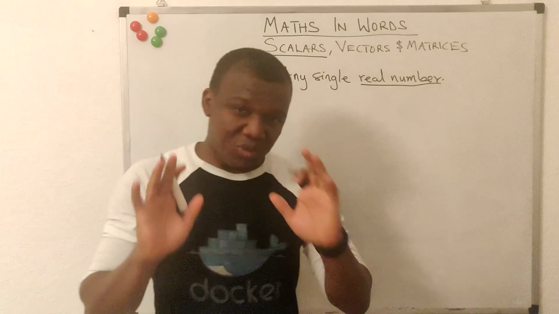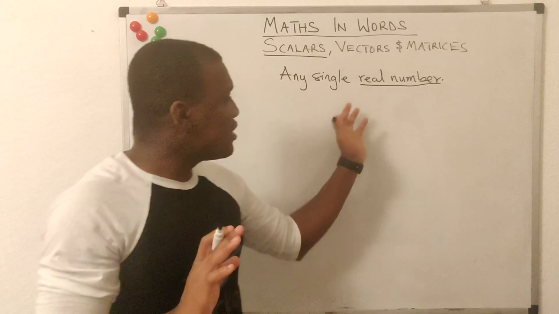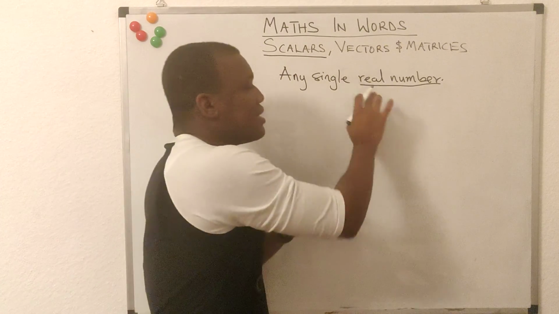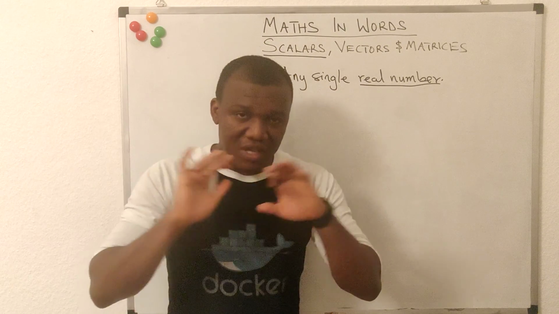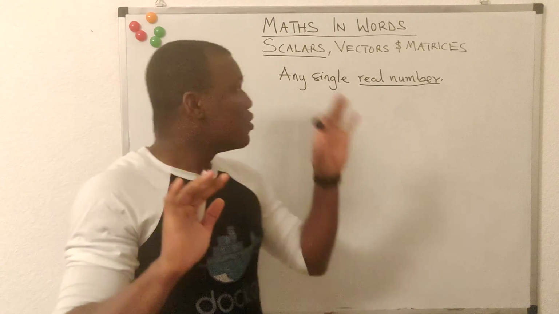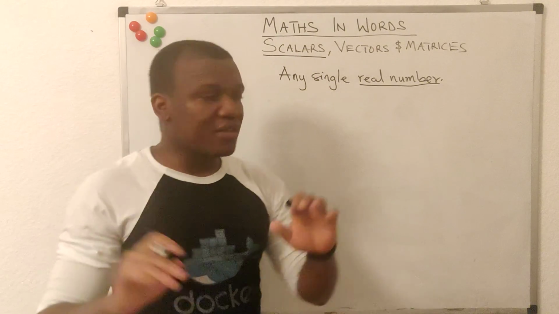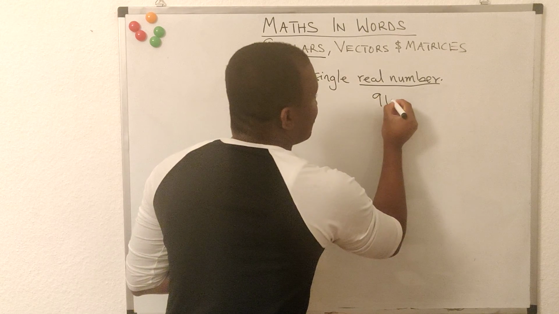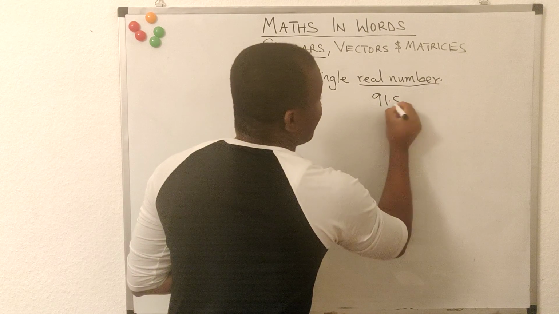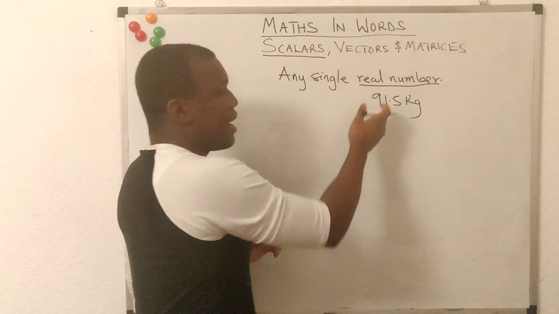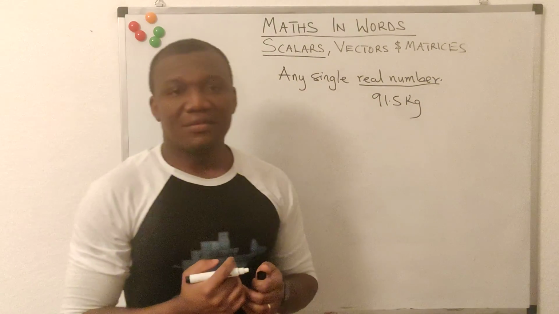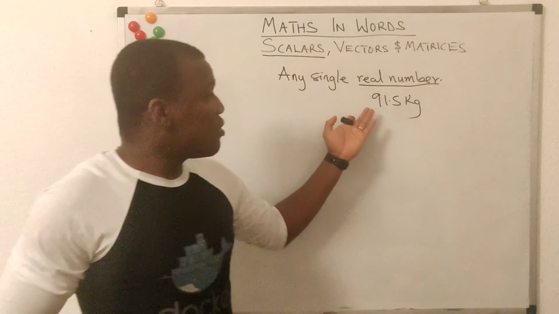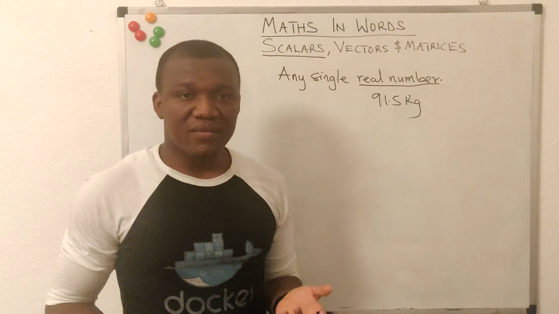And in very simple terms, I'm not going to be technical here, a real number is any number that has a decimal point in it. Once you have this understanding, you should be okay as far as scalars are concerned. So, if my weight is 91.5 kilograms, I can say this is a scalar because it is a quantity, which is my weight, that is represented by a single real number.